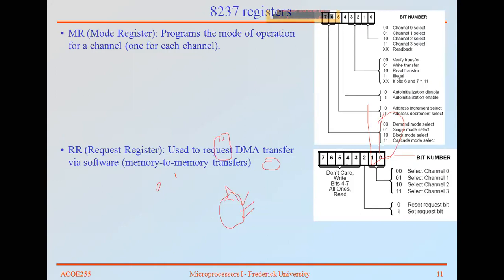Similarly, the fifth bit is address auto increment select. If it is 0, it is auto increment. If it is 1, it is auto decrement.